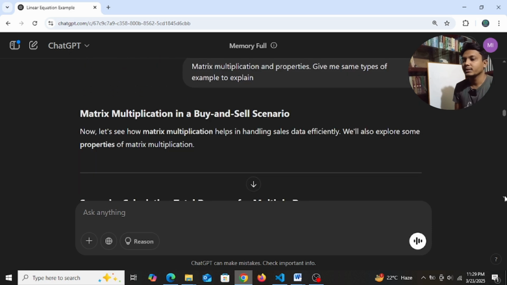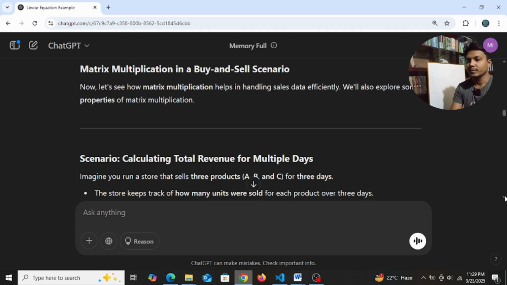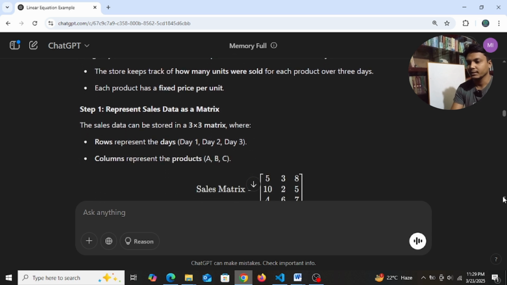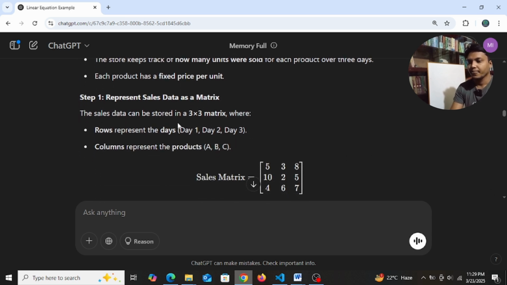Okay, and now we will see matrix multiplication and properties. In real life we know the properties of multiplication, but in the case of matrices we will see now. So matrix multiplication in a buy and sell scenario: calculating the total revenue for multiple days. So you see here sales data as a matrix. The sales data can be stored in a 3 by 3 matrix where rows represent the days, columns represent the products.